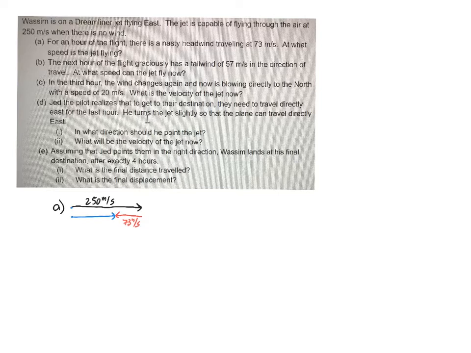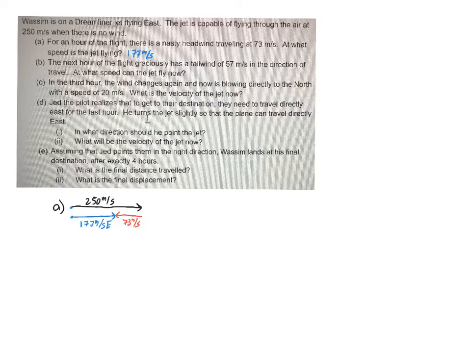Right? We still start at the beginning. We're still adding head to tail, just like you did in the lab. All right? So we're starting here and ending over there. So we go 250 minus 73, which will give us 177 meters per second to the east. Now it does say what speed, and so the speed we can just say 177 meters per second.